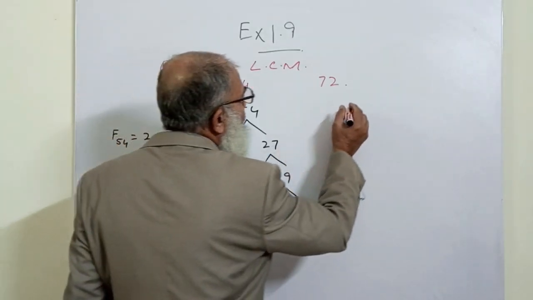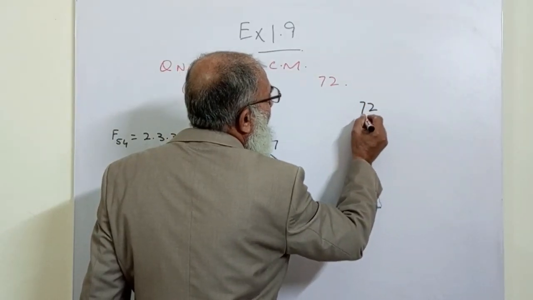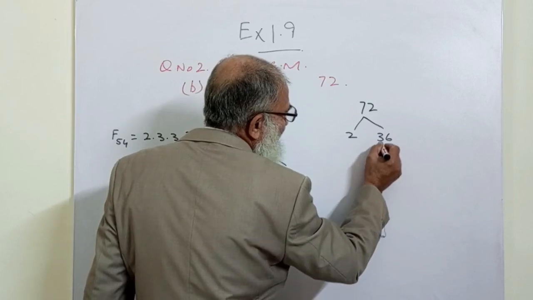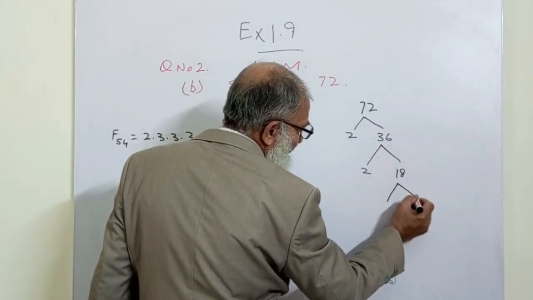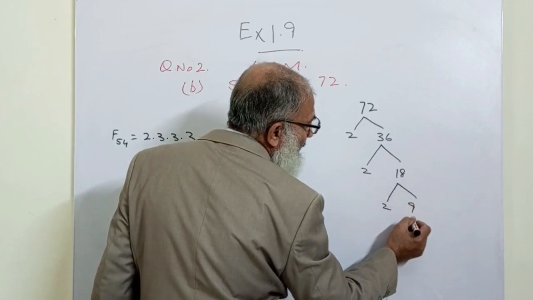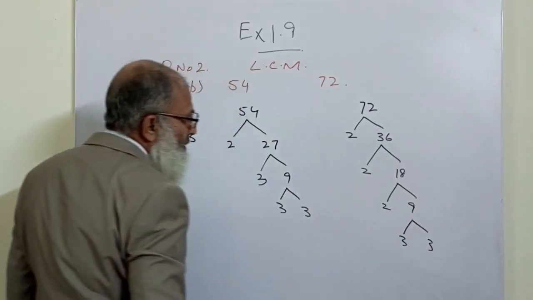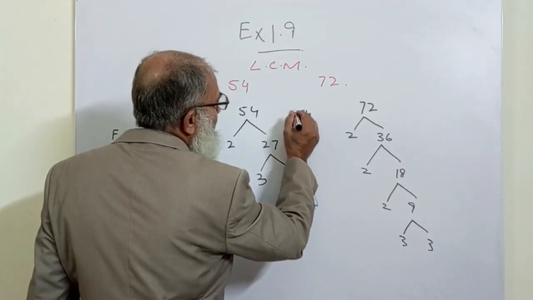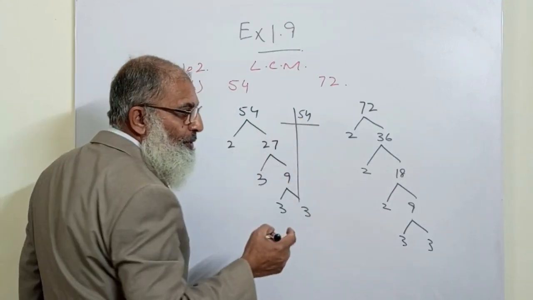And for 72, 236, 218, 2 9 and 3 3. But dear students, you can also do it this way. This is up to you because both are allowed.